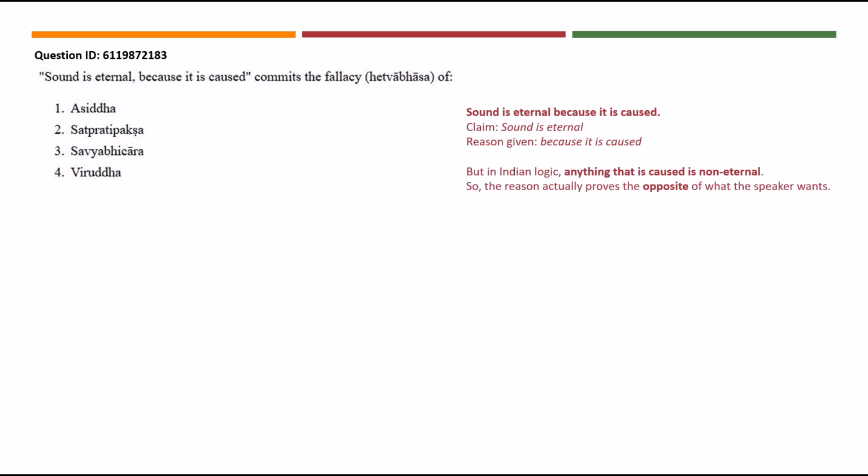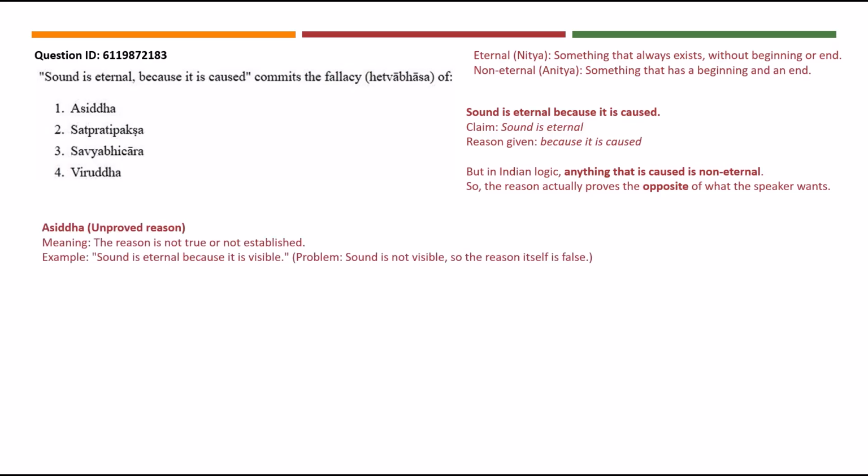In Indian logic, anything that is caused is non-eternal. The reason actually proves the opposite of what the speaker wants. So they are asking what fallacy is this? If sound is eternal, it cannot be produced or caused. Eternal and non-eternal: eternal means something that always exists without beginning or end. Non-eternal is something that has a beginning and an end. So when you cause something, it will have a beginning and an end. Since sound has no beginning and no end, it cannot be caused. So the term for eternal is Nitya and the term for non-eternal is Anitya.